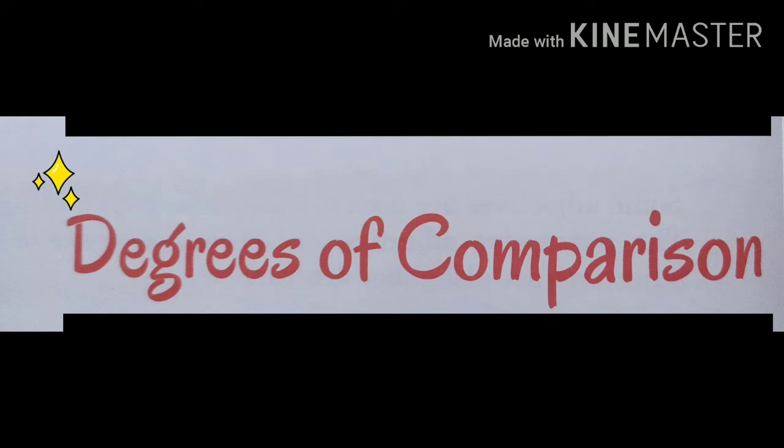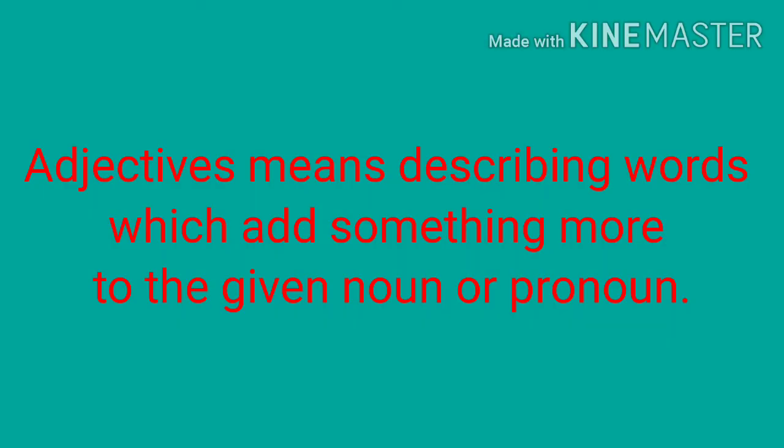Today we will do one more topic of our English grammar, that is degrees of comparison. As we have already done with adjectives and its kinds, so it's an addition to that. Adjective means describing words. We are adding something to the noun. When we are adding something more to the noun, that is called describing the noun. Those particular words are called adjectives.